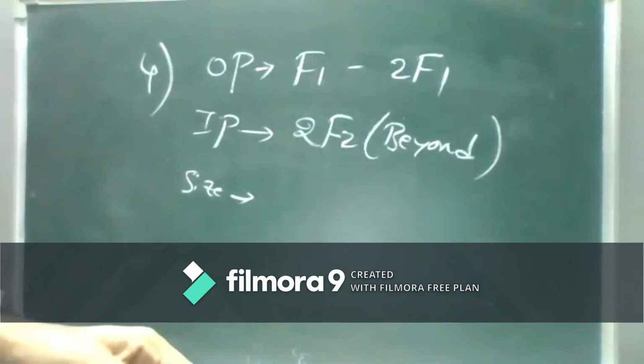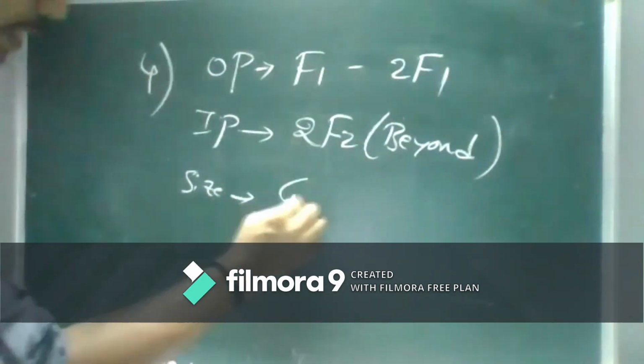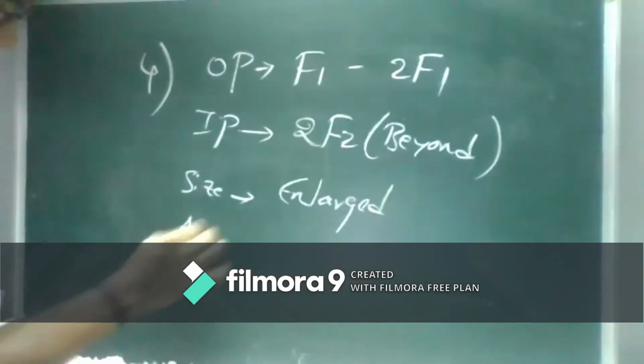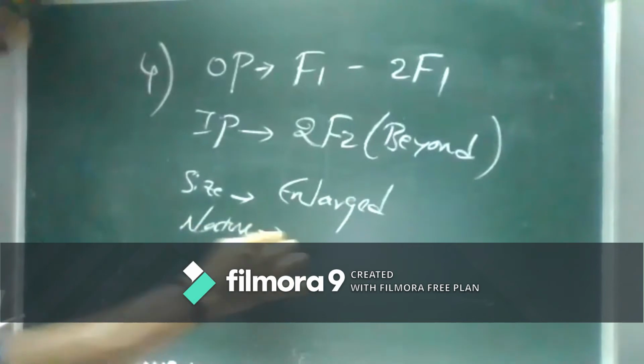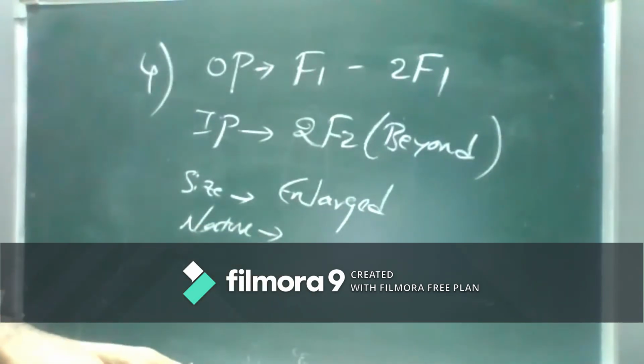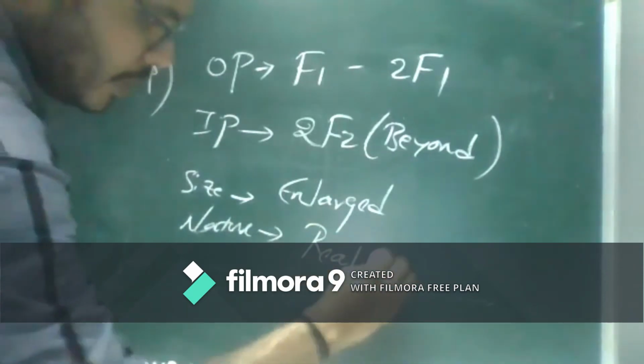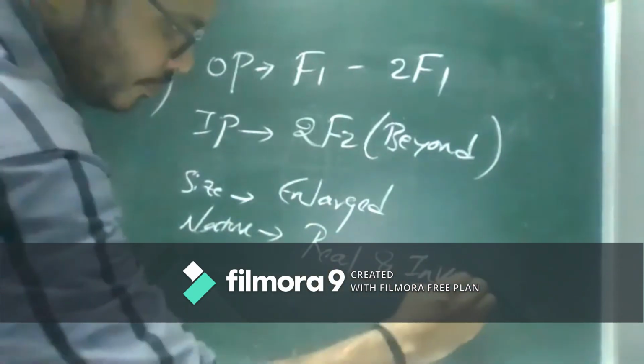The size of the image is enlarged. It is an enlarged image. Nature of the image is, as usual, real and inverted because it is a converging lens. Real and inverted.